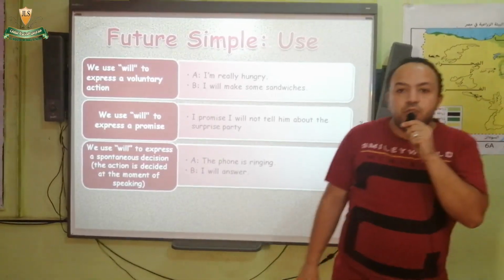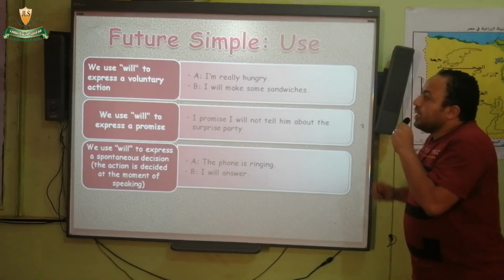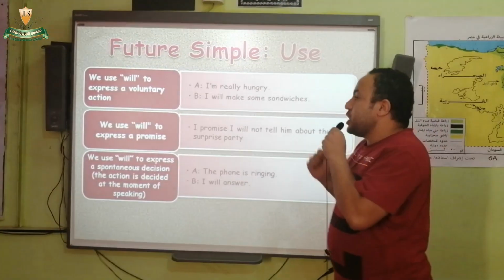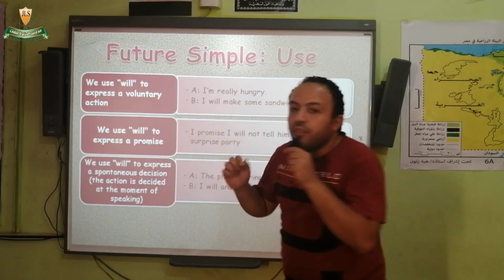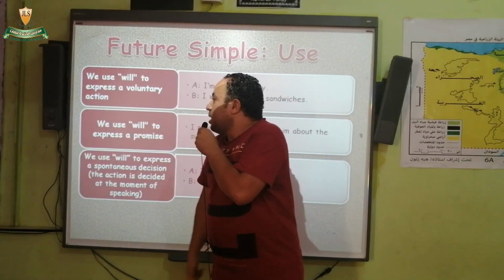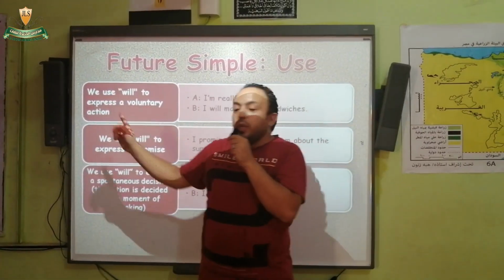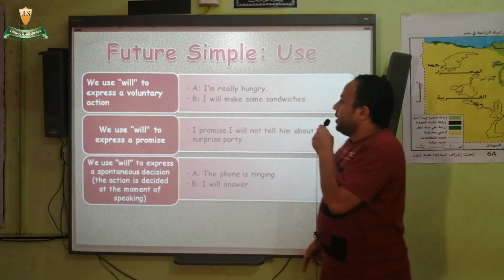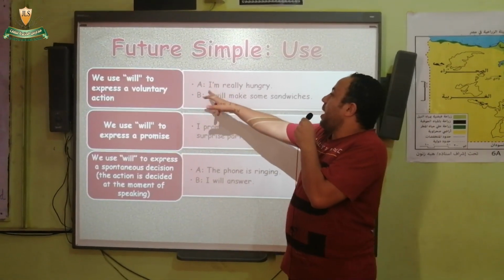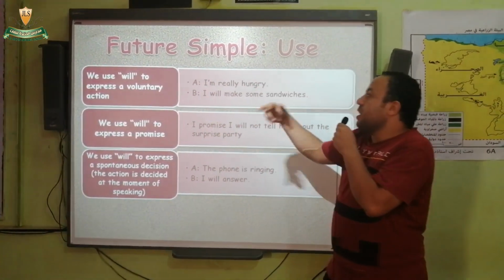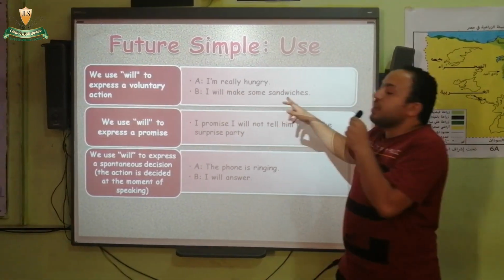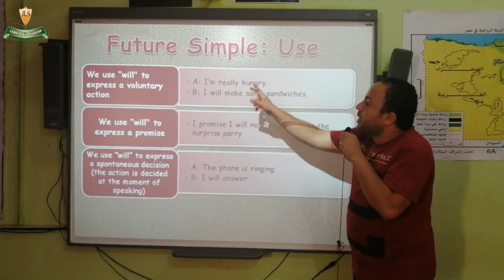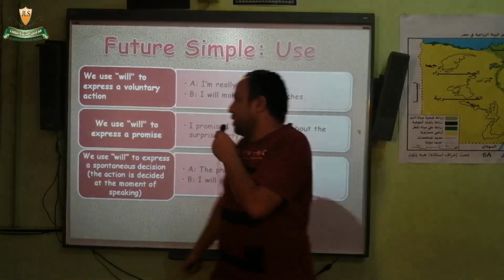The usage of the future simple. Let's try to differentiate between will and going to, or try to know the usage of will and the usage of verb to be plus going to. We use will to express a voluntary action. Like what? I'm really hungry, so the result is I will make some sandwiches. So there's no big time between the two actions.